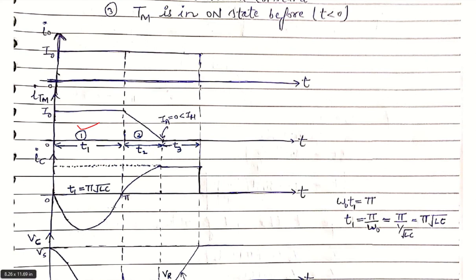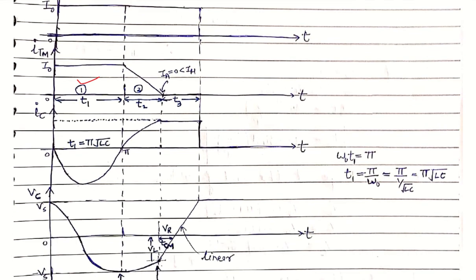It will start and at pi it will cross zero. We have to calculate this T1 time. If this is the omega t axis, then this point is pi. So omega naught T1 equals pi, T1 equals pi by omega naught, and omega naught equals 1 upon root LC. So if we solve, putting this term on the upper side, T1 equals pi root LC. Up to this time the auxiliary thyristor will be in the on condition.